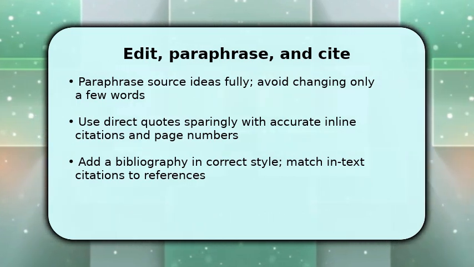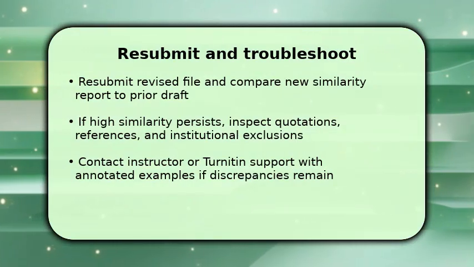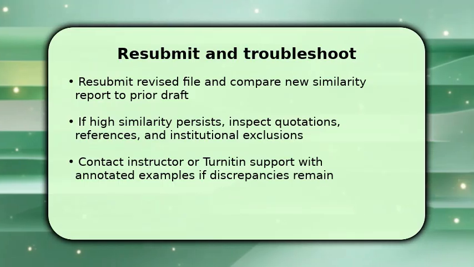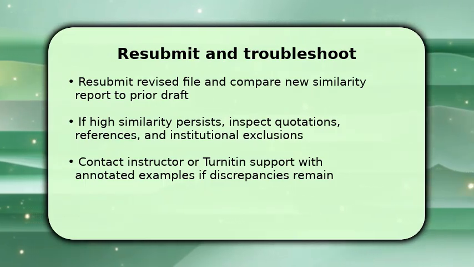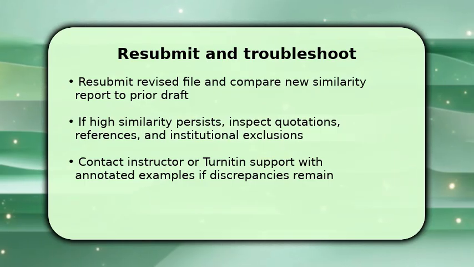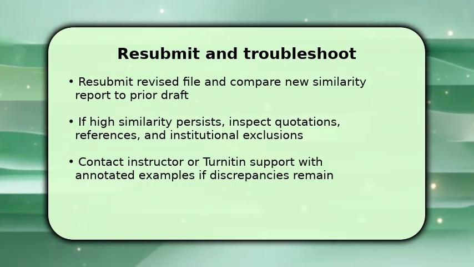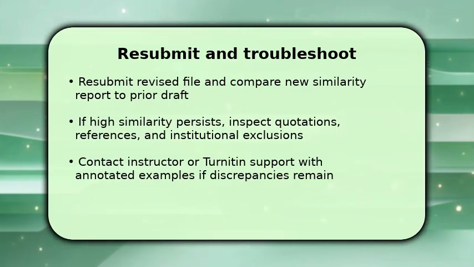Finally, resubmit the revised file and review the updated similarity report side by side with the original to confirm reductions in match text. If you still see unexpected high percentages, check for long quotations, repeated boilerplate, or missing references that can be excluded or shortened. Make sure institutional repository exclusions are applied where appropriate.